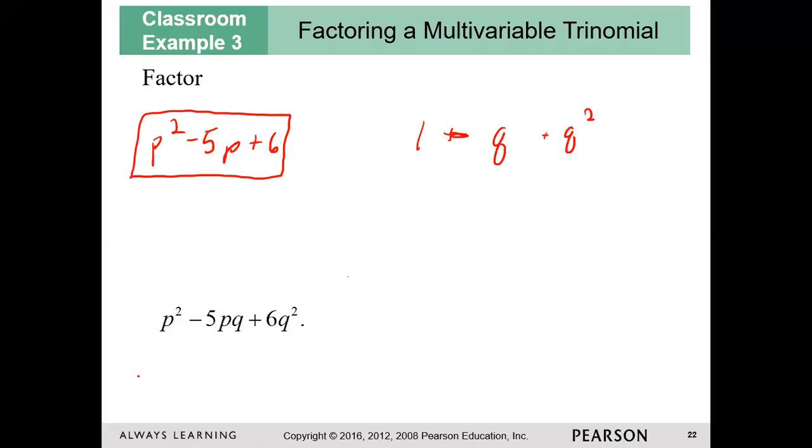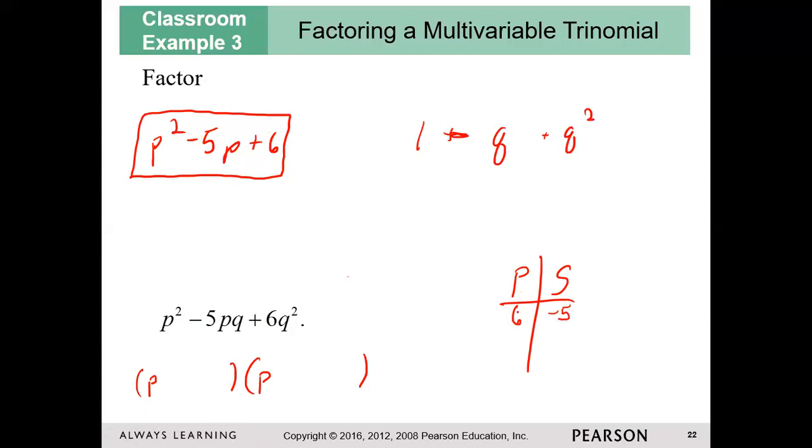So I'm going to use the product sum method. Again, I'm going to have my two sets of parentheses. I'm going to have my p in both of them. And I'm going to use this product sum method to figure out what numbers belong inside here. So again, my product is 6, and my sum is -5.